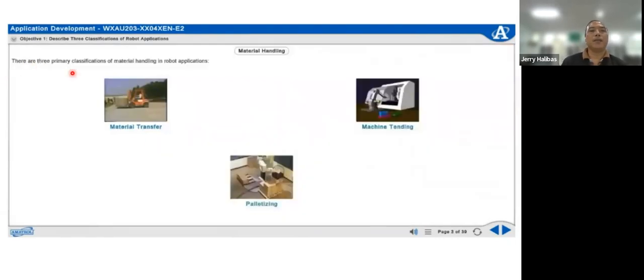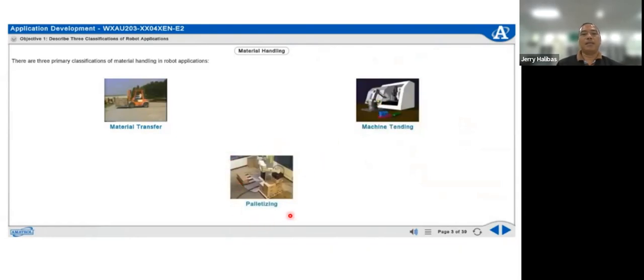There are three primary classifications of material handling in robot applications. The first is material transfer, and the second is machine tending, for example a CNC. The robot only watches over the CNC, and there will be a trigger in the system to take the final output of the machining. Then the third one is palletizing.